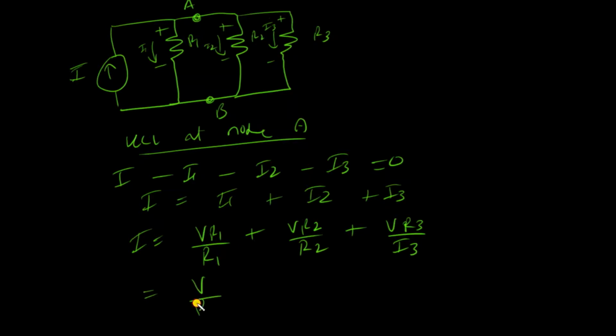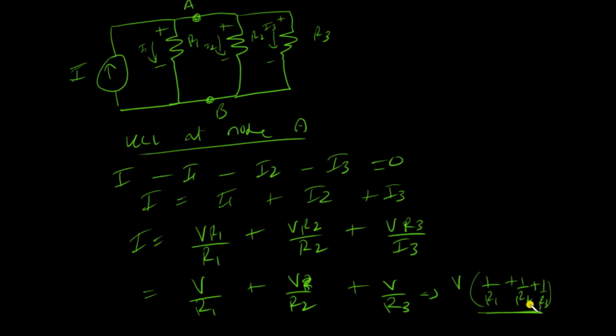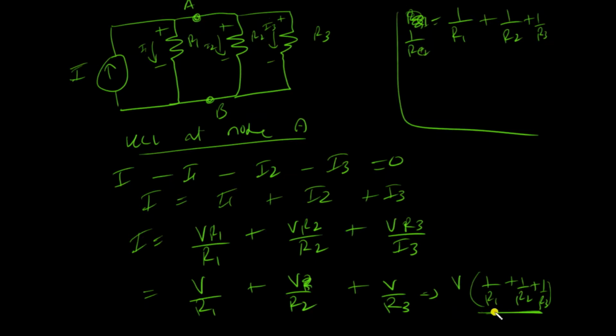So we can write all of these as V over R1 plus V over R2 plus V over R3. That would mean I can take V as common and just write 1 over R1 plus 1 over R2 plus 1 over R3. This clearly means that, sorry, the reciprocal of the combined resistance, because this is basically 1 over R equivalent, is the sum of the reciprocals of all the resistances in parallel. This is how you add up or combine resistances in parallel.